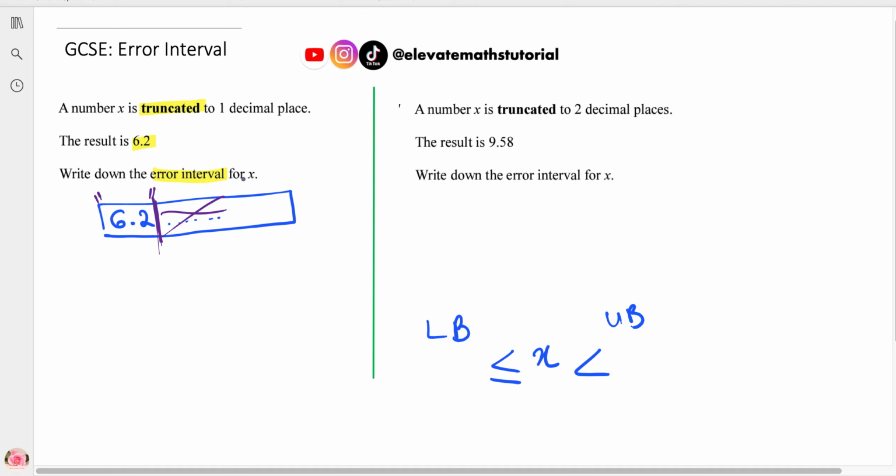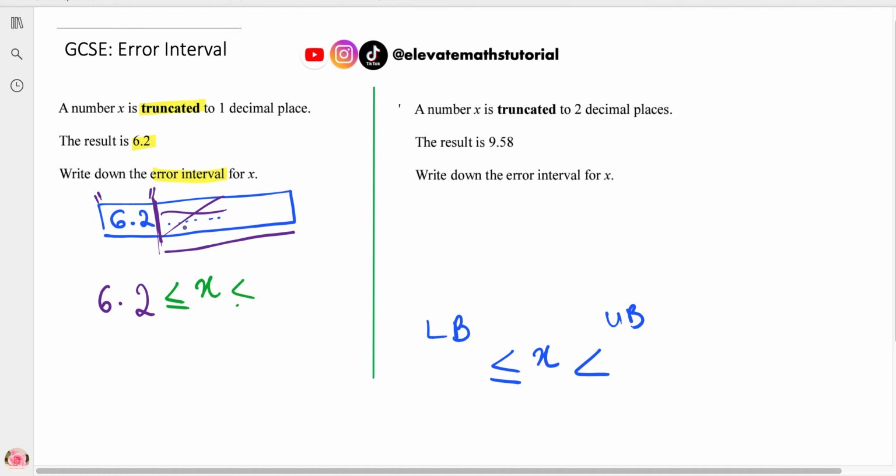So the error interval is asking, what could be the values here? What are the lowest possible value and the highest possible value? So what is the lowest possible value here? So x is greater than or equal to, well, there might have been nothing after this. It might have just been 6.2, nothing afterwards, so 0, 0, 0, 0, 0. So 6.2 is the lowest possible value truncated. There's nothing past that point.